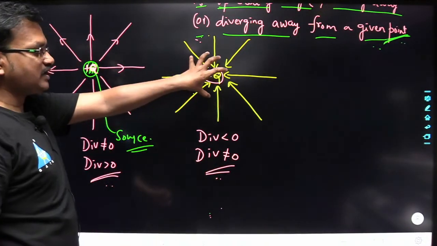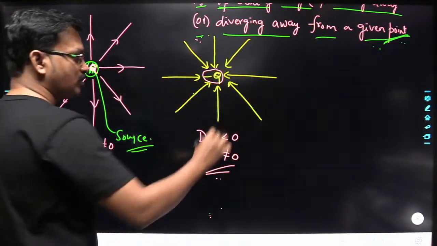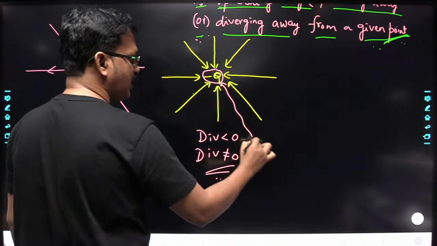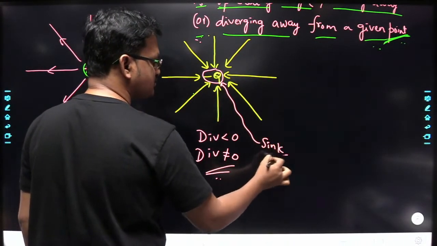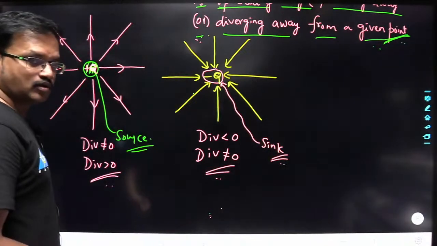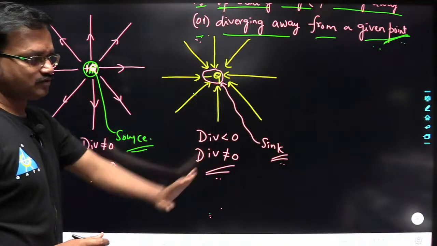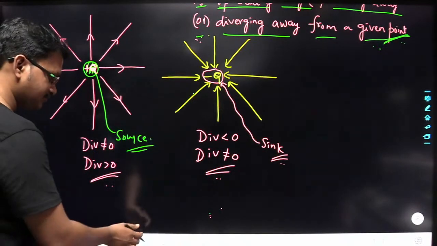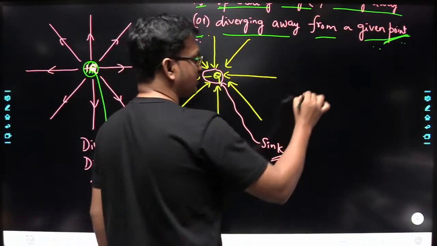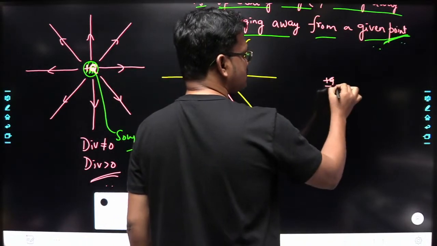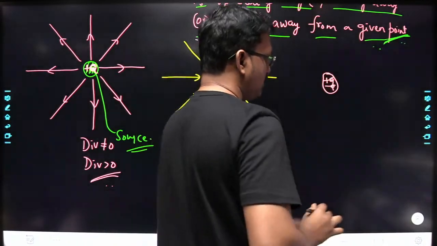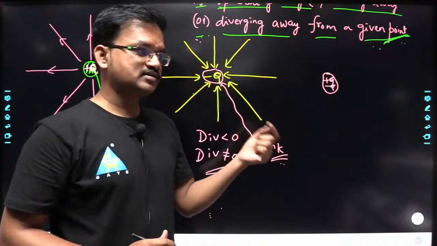Since all the field lines are sinking towards this point, what is present at this location? Sink is present. Okay, so here at this location source is present, and at this location we will say sink is present, right? Next, if you consider plus q and minus q at the same location, plus q and minus q are placed at the same location.